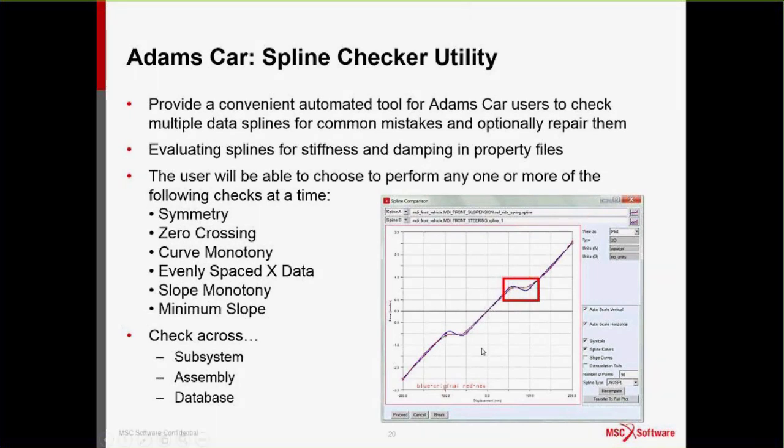In this case, we're seeing a plot where it's repaired a case where the blue curve wasn't a monotonically increasing curve. The red curve is, and so that's the repair it made. And so you can visually see the repair the spline checker is suggesting you make, and decide whether or not you want to make that change, make that repair.